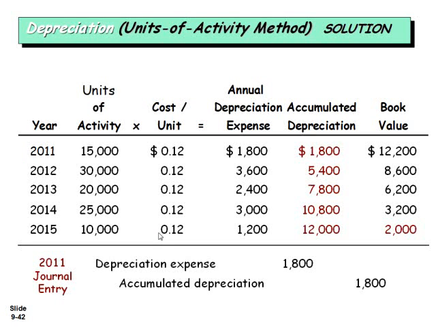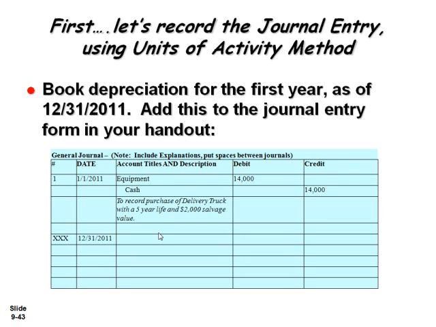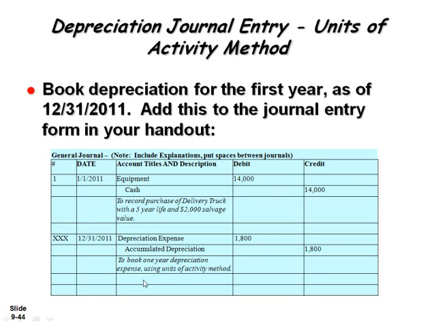So let's book the first year journal entry. Again, you already have, just put this on that same list, and just write in the current year depreciation expense. And make sure to put descriptions on your journal entries so you have them for later use: to book 1 year depreciation using units of activity.